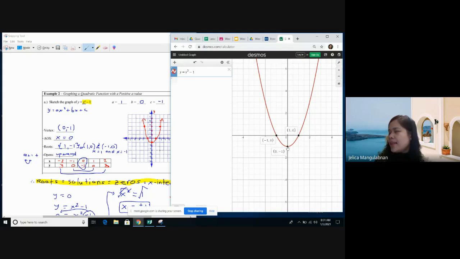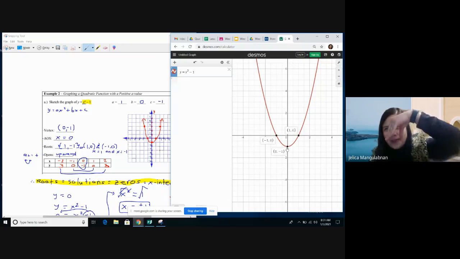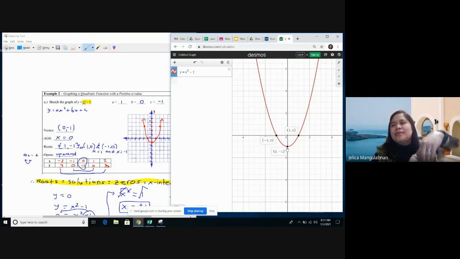5, 4, 3, 2, 1. And you're absolutely right. It is minimum because that is the lowest point. If it is a happy face, you have the lowest point, and that lowest point is the minimum point. Okay? If it is a sad face, a frown face, you have the maximum point, and that point is the highest point. So don't get confused on those points.